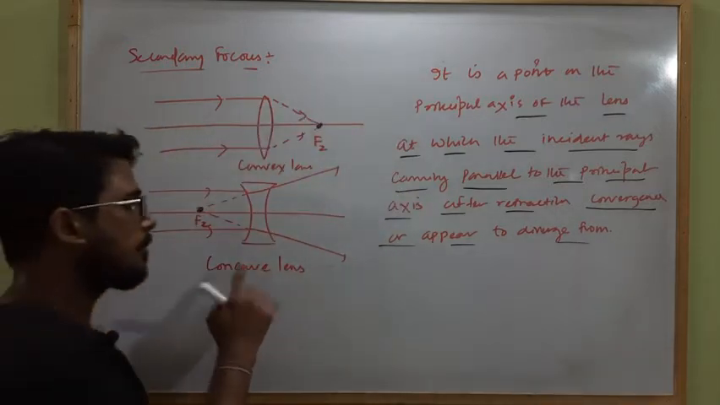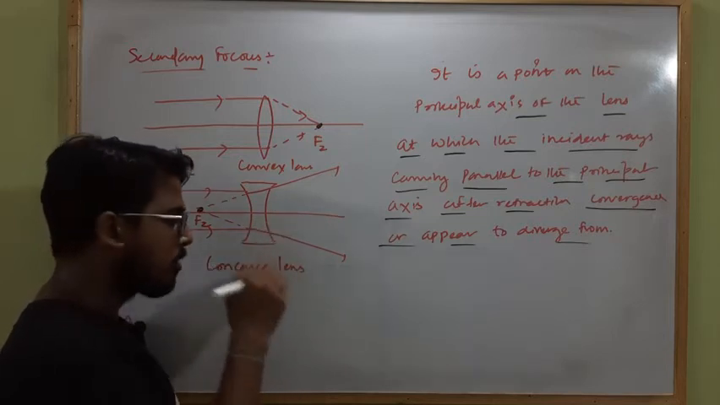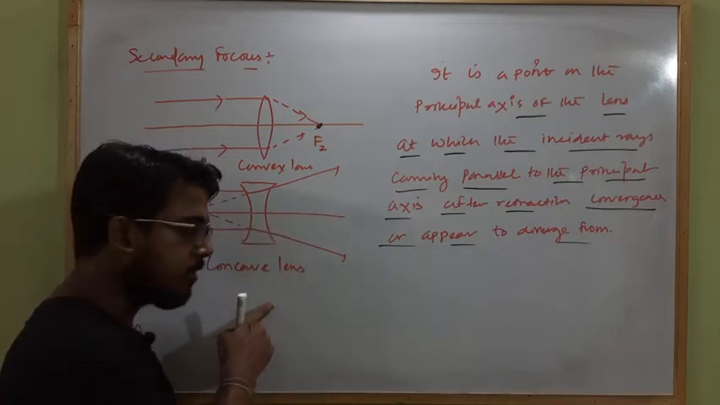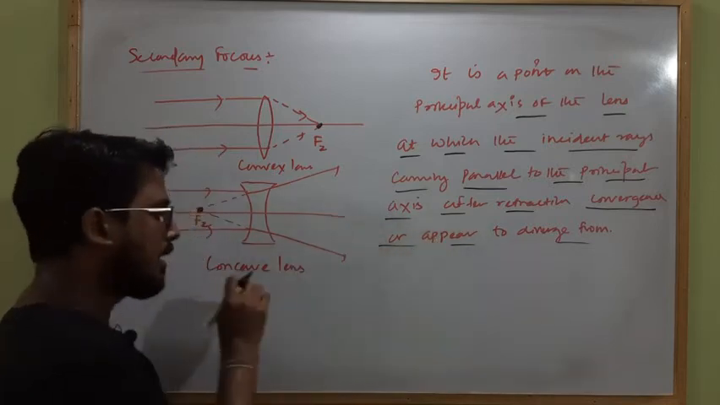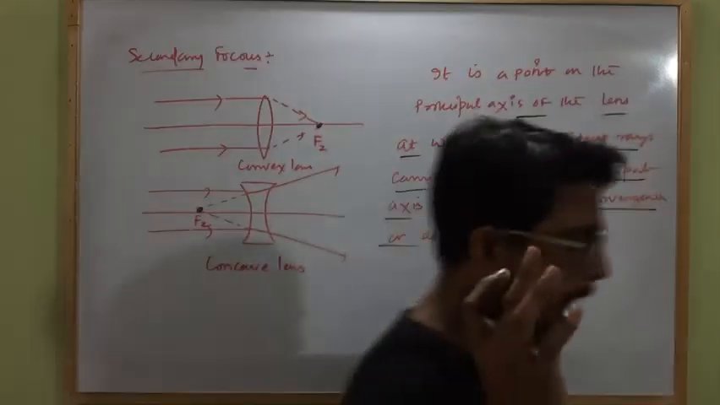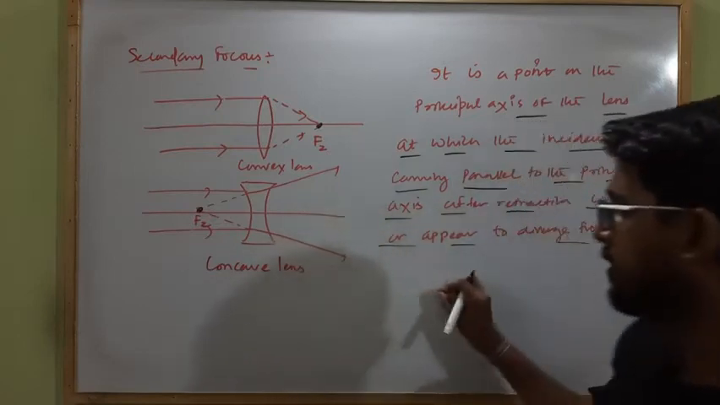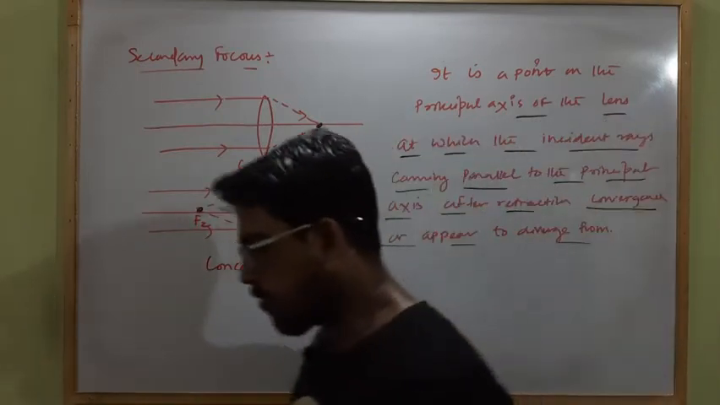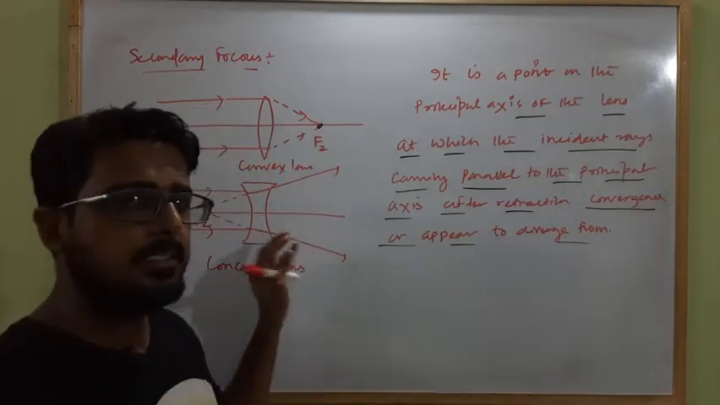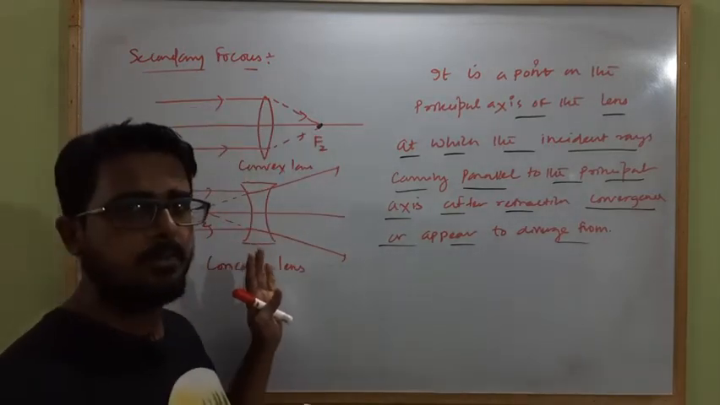So each lens has two focus. One is primary focus. So primary focus is the point from which the incident rays after refraction go parallel to the principal axis, and secondary focus is the point at which the parallel incident rays after refraction converge or appear to diverge from. Clear? So these are the two focus of each lens, which are known as primary and secondary focus. Clear?